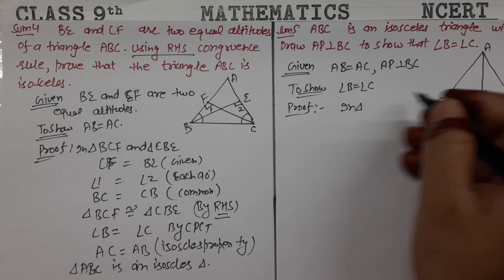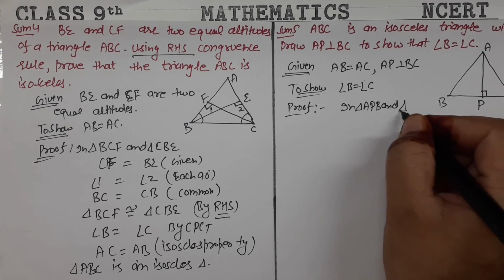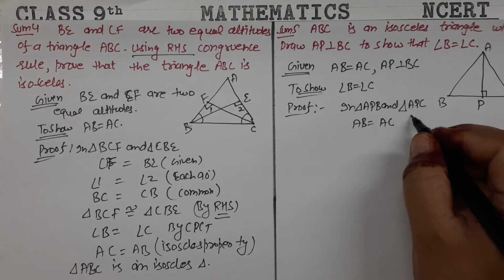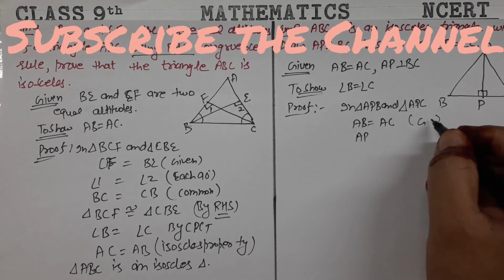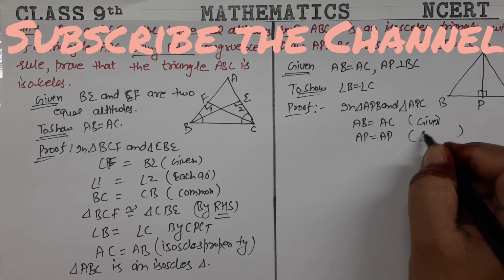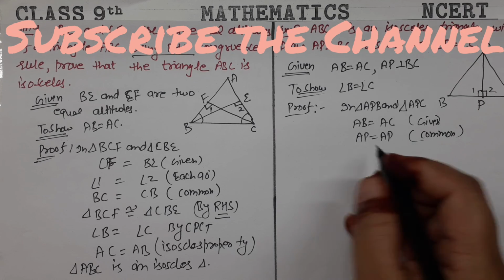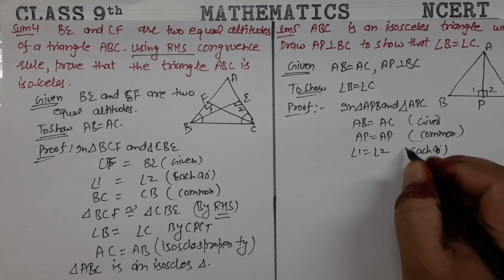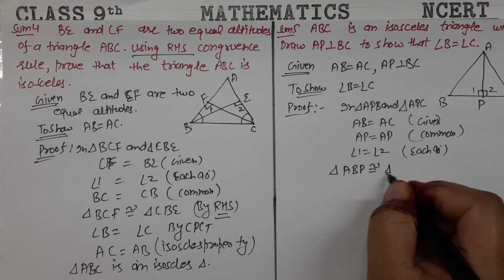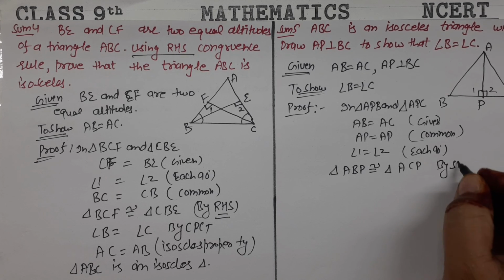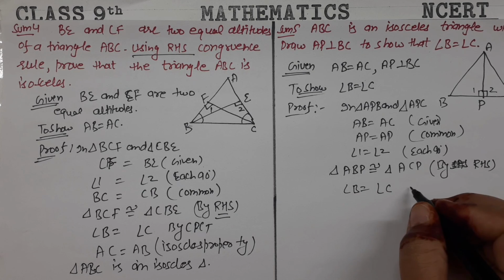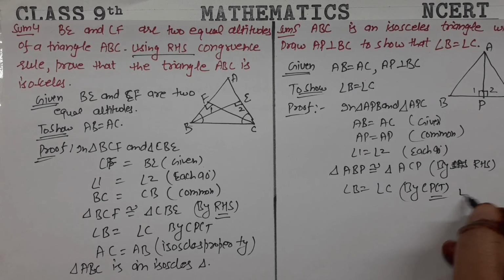In triangle APB and in triangle APC, AB equals to AC, given, AP common, and angle 1 equals to angle 2, each 90, triangle congruent by RHS. So angle B equals to angle C by CPCT.